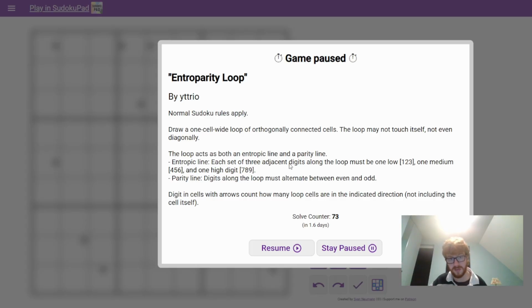Entropic line. Each set of three adjacent digits along the loop must be one low, 1, 2, 3, one medium, 4, 5, 6, and one high digit. I do like that a lot more than modularity, but I'm still not very used to entropic lines, so we'll see how that goes. Parity line. Digits along the loop must alternate between even and odd. Digits in cells with arrows count how many loop cells are in the indicated direction, not including the cell itself.